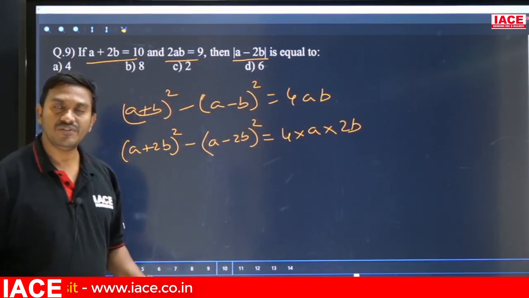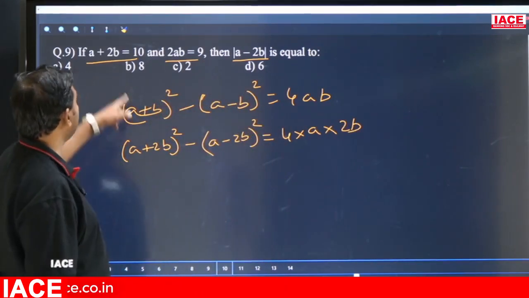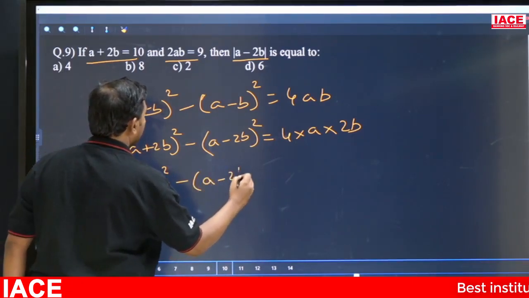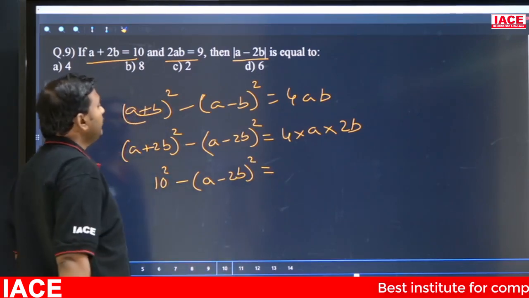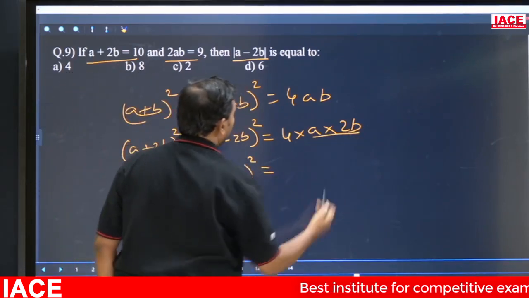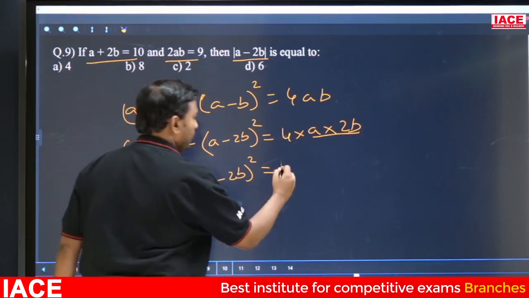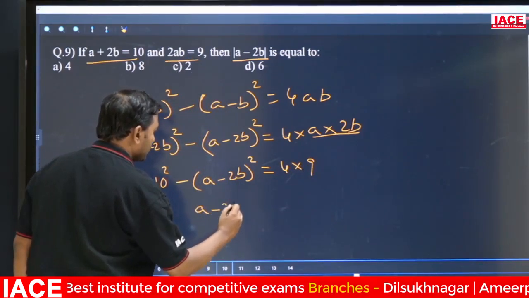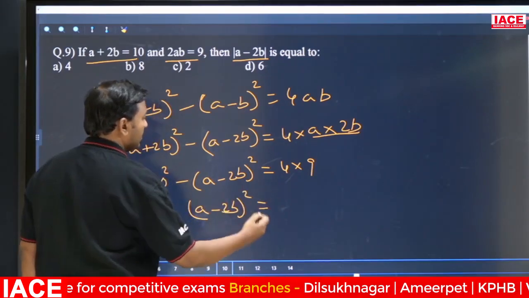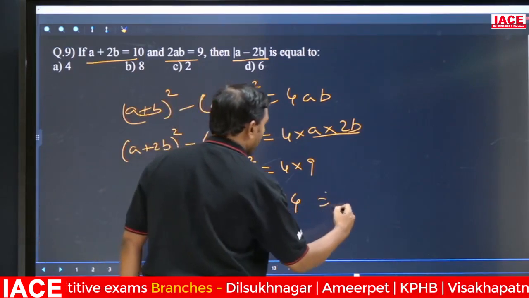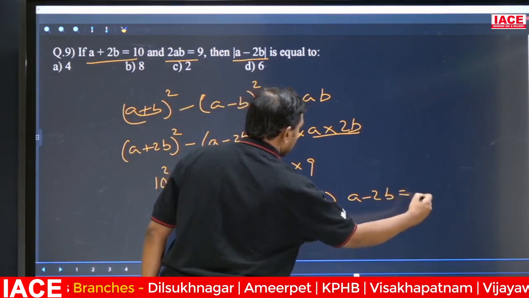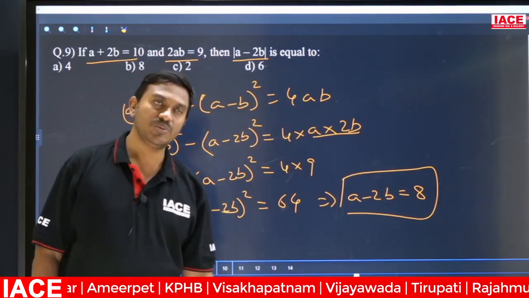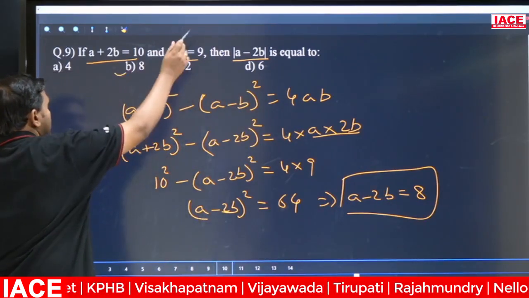So substitute the formula. Now substitute the values. What is a plus 2b? 10. 10 square minus a minus 2b whole square. This only we have to find. Already we know 2ab, the value is 9. That is 4 into 9, which is 36. So what is a minus 2b whole square? 100 minus 36 is 64. That means a minus 2b is 8. Option B is the right answer.